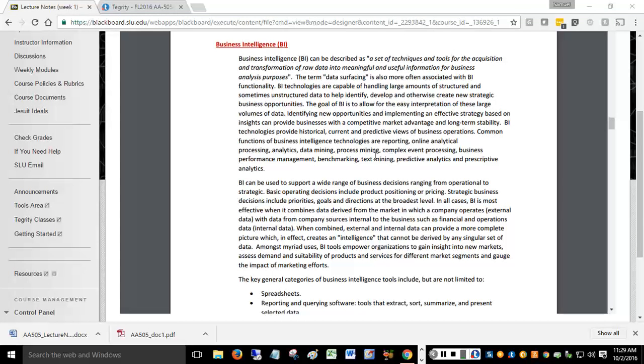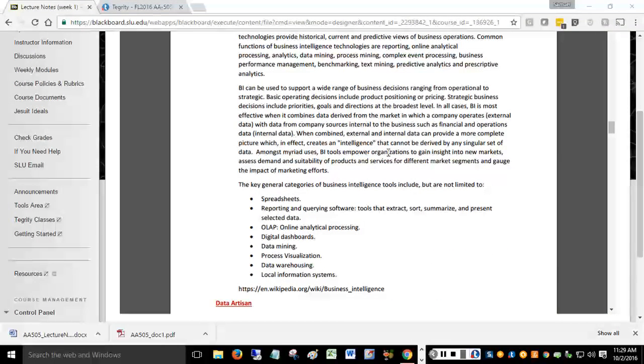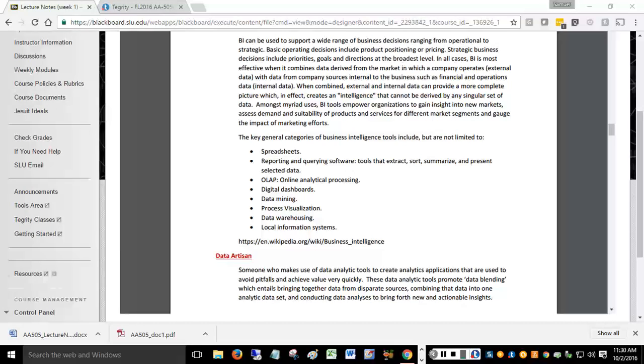So some of the common functions of this would be reporting, online analytic processing, analytics, maybe data mining, process mining, business performance management, benchmarking, predictive analytics, and so forth. It can be used in a wide range of business decision making, from operations to strategic. If you see companies that are using dashboards, this is a perfect example of this. It combines external and maybe internal data that provide a more complete picture, and then creates this intelligence for the business applications. So along with these tools, they empower organizations to gain insights into new markets, assess demand, suitability of products, gauge the impact of marketing efforts.